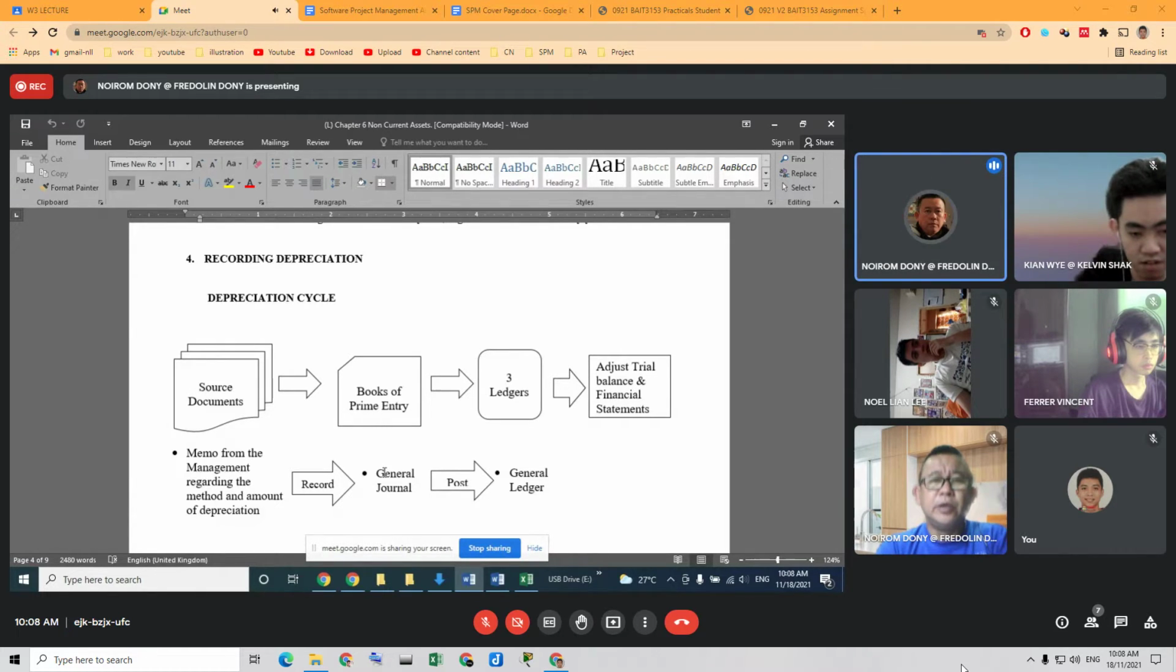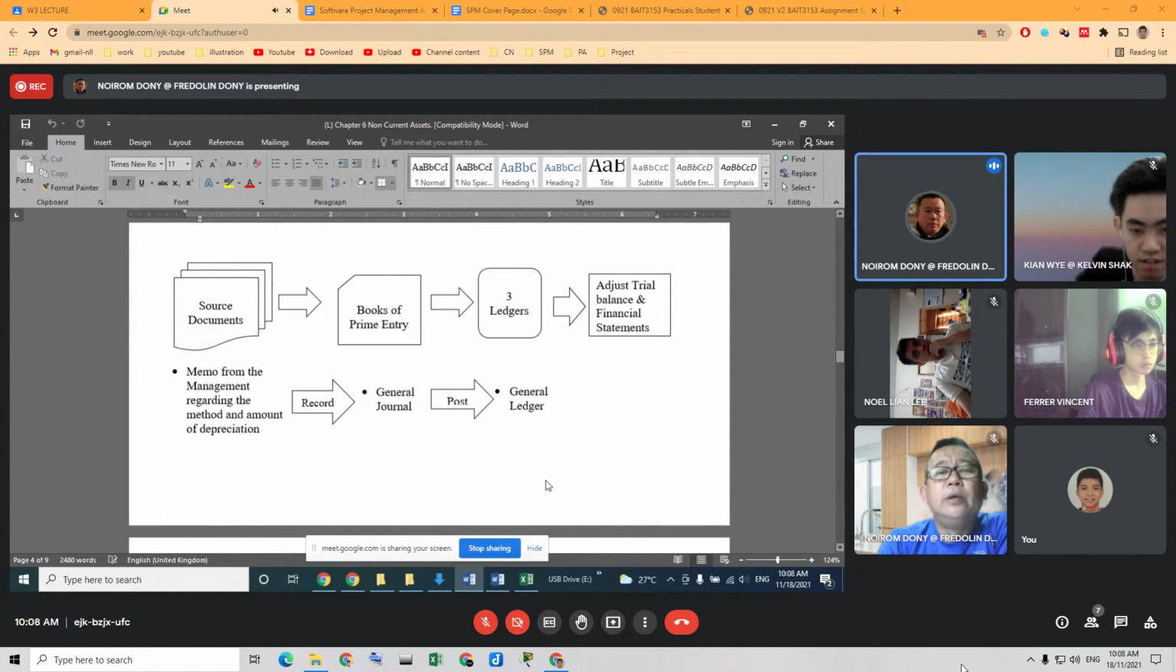So from the general journal, this is our point of reference, then we do the posting to the general ledger. It doesn't go to the purchases ledger or sales ledger, but to the main ledger, that is the general ledger. Now, source document.